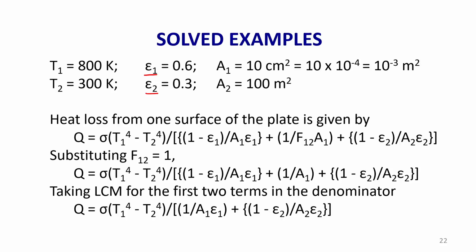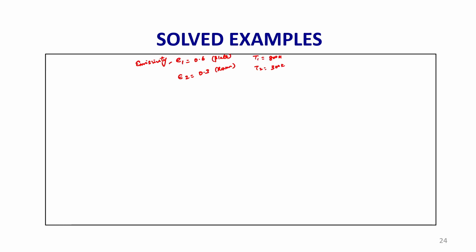Heat loss from one surface of the plate is given by epsilon into T1 power 4 minus T2 power 4 for varying emissivities. The emissivities of both the surfaces are different. One has an emissivity of 0.6, another one has an emissivity of 0.3, and A1, A2 area is given. Let me write that also. So, A1 is equal to 10 centimeter square.